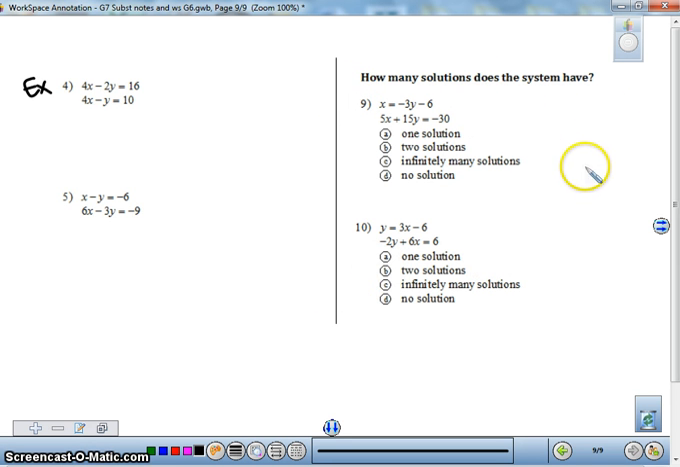If you do get the one solution, I need to know what it is. So if you get an x equals or a y equals, I need you to finish solving the problem. If you get infinitely many or no solutions, I need to see that also.